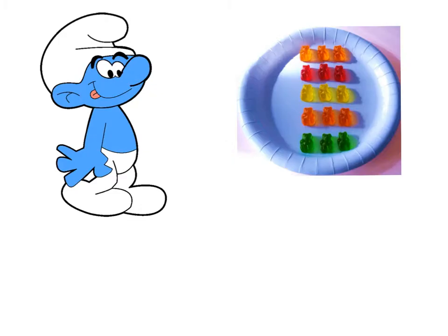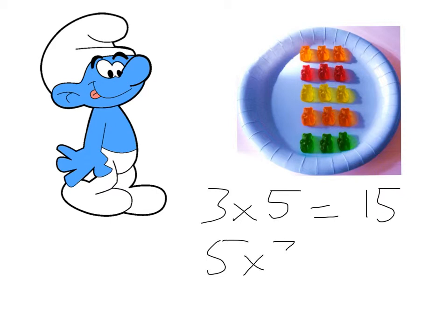Greedy Smurf likes the look of these gummy bears I've got. But have a look at this picture. How would you describe this picture? I want you to think about the number of columns and the number of gummy bears that you see. I can see 3 columns and 5 in each column, or I can see 5 rows with 3 in each. Can we write a multiplication sentence that would match that picture? Well, we could write 3 times 5 equals 15, or 5 times 3 equals 15.